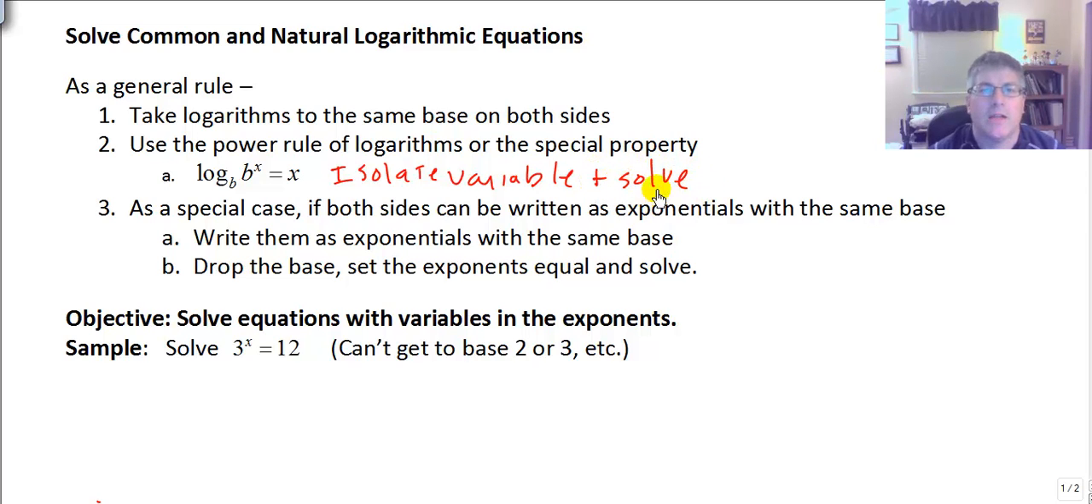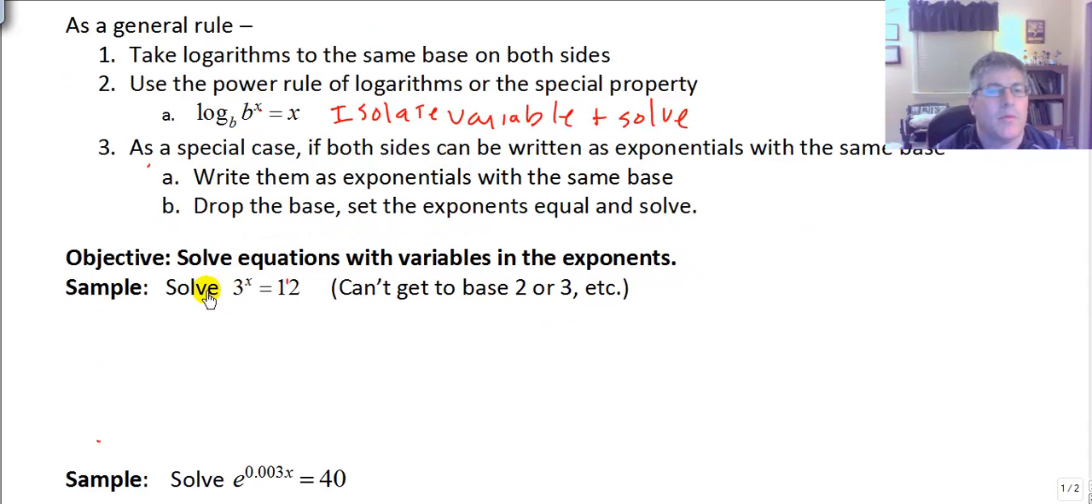Just using the algebra skills that you've developed over the past several years. There may be situations where there are special cases. If you can write both sides as exponentials with the same base, you'll just drop the base, set the exponents equal to each other, and solve for the variable. Let's take one of these samples and see how they work.